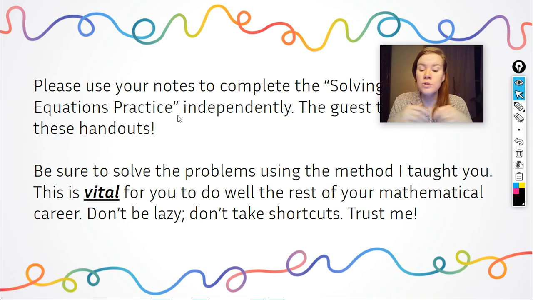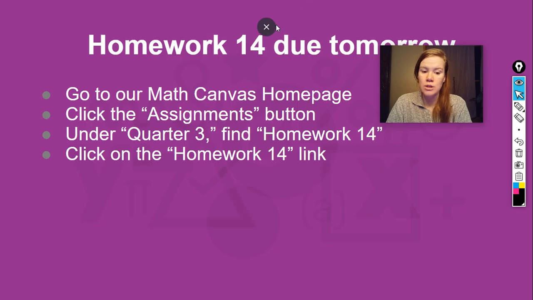And then once you finish that worksheet and it's got the things it needs, the balance equations work, checking your work, then you can start homework 14, which is on Canvas. So you can get to it there.